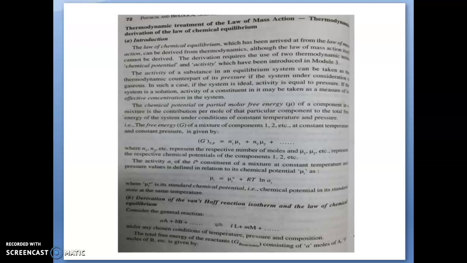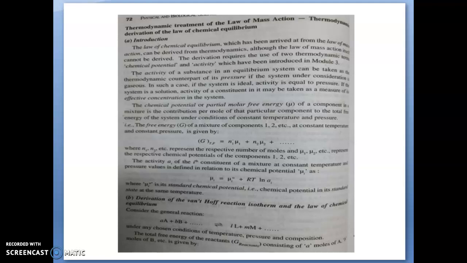Hi students, next we are going to deal with the thermodynamic treatment of law of mass action. What is law of mass action? It's already discussed in the previous videos. Law of mass action is that the rate at which a substance reacts is directly proportional to its active mass, and the rate of a chemical reaction is directly proportional to the product of the active masses of the reactants. That is the law of mass action.